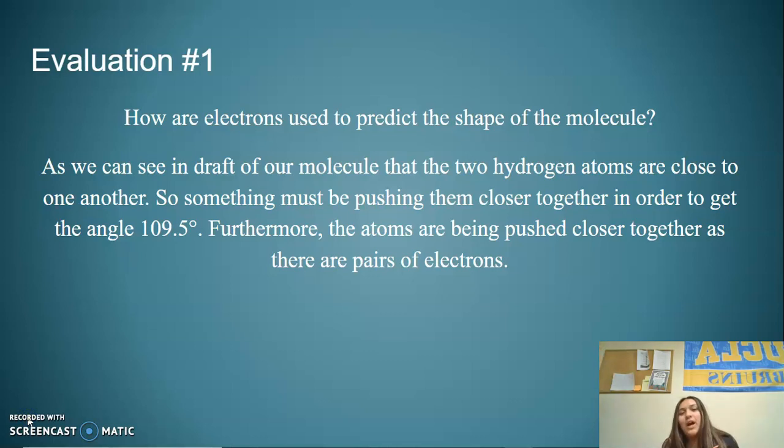Evaluation 1. How are electrons used to predict the shape of the molecule? First of all, we can see that in our draft, the molecule has two hydrogen atoms that are close to one another. So, what causes them to be together in order to get the 109.5 angle? Furthermore, the atoms are being pushed closer together by these pairs of electrons.